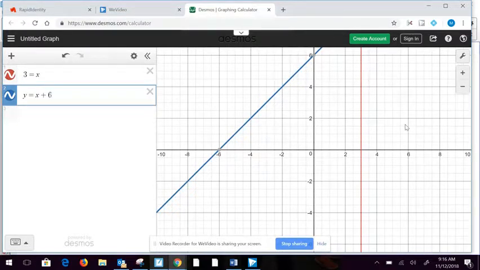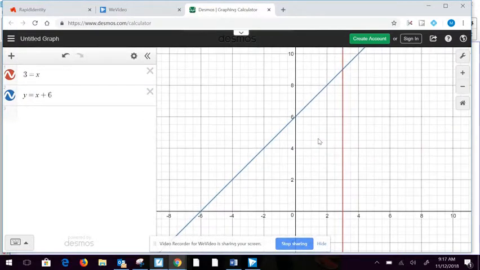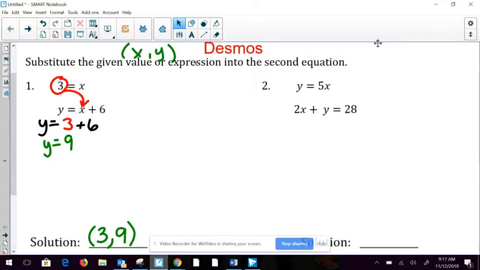If you look at that blue line that appeared, that's my second line. What I want to do is figure out where these two lines intersect. So if I drag this down, you will see that it intersects right here at this dot. And if I hover on it, you'll see that it intersects at the point 3, 9, which is what we got in our notes. Desmos.com is a great resource to use if you ever want to double check your work to make sure you're doing things accurately. Let's get back to those notes.